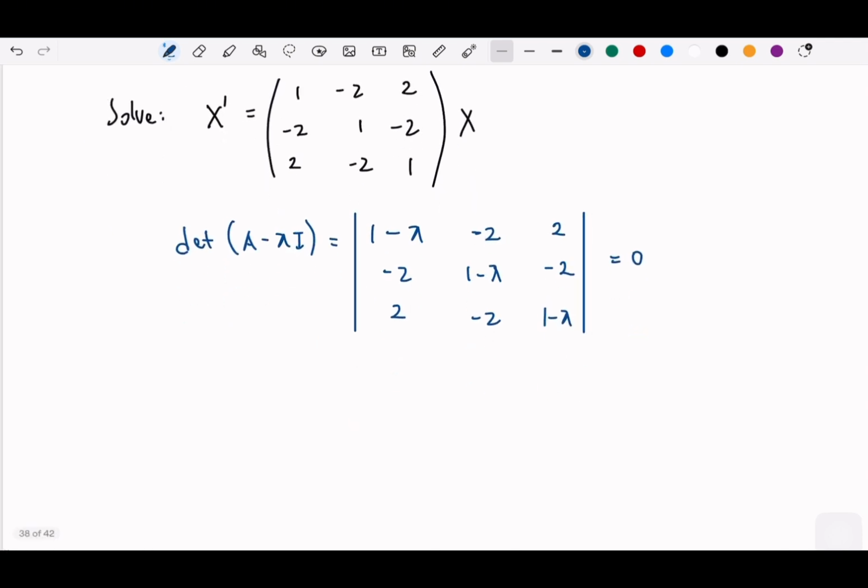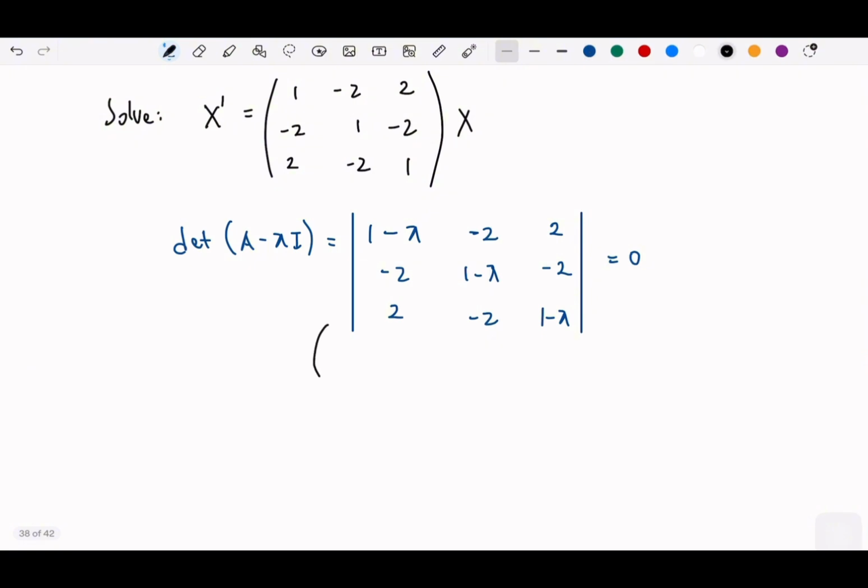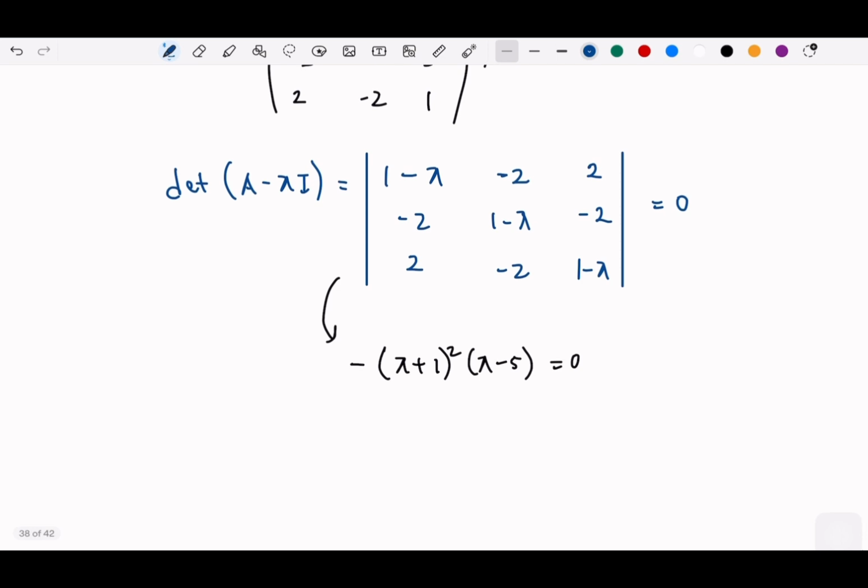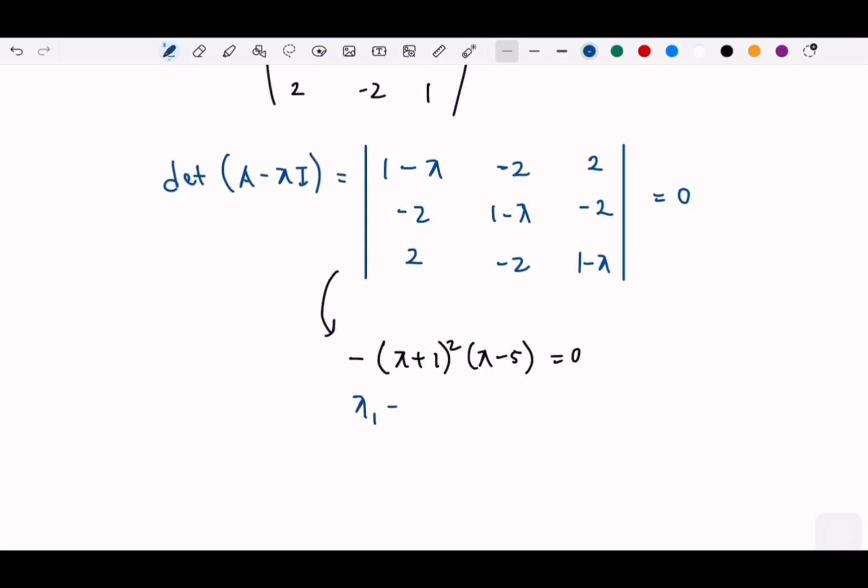Suppose that after we find the determinant, we get this equal to negative, and we see that we have multiplicity 2 for lambda plus 1. So lambda 1 is equal to negative 1, lambda 2 is equal to negative 1, and lambda 3 will be 5.